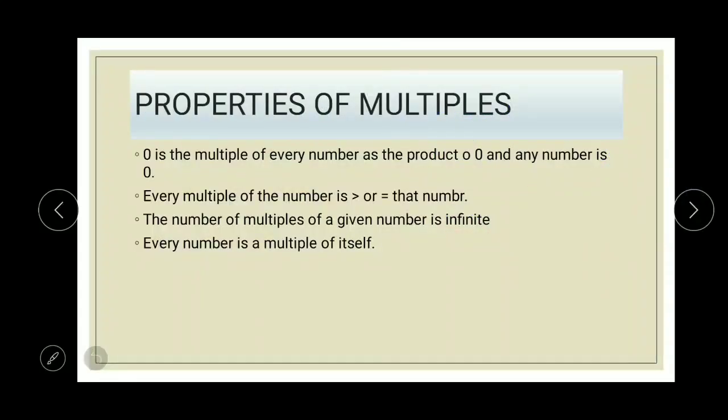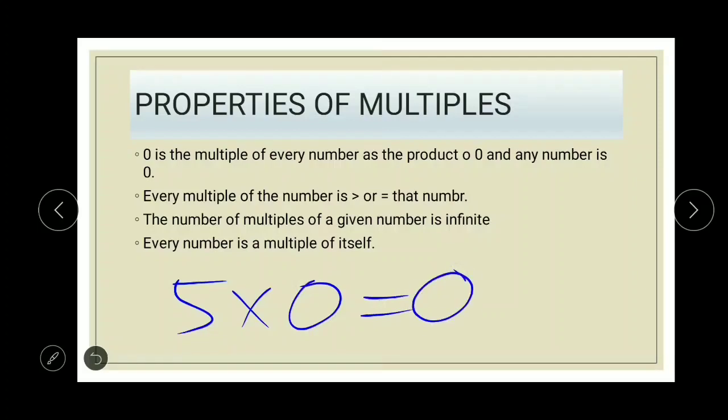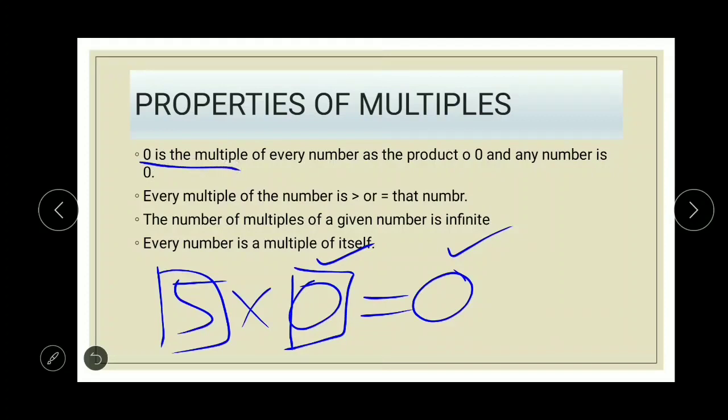Here are some properties of multiples. 0 is a multiple of every number, as the product of 0 and any number is 0. If we multiply 0 with any number, we will get 0. 0 is a whole number. Here the whole number is getting multiplied by an integer or any kind of whole number, so we will get the result 0, and 0 is always a multiple of every number.